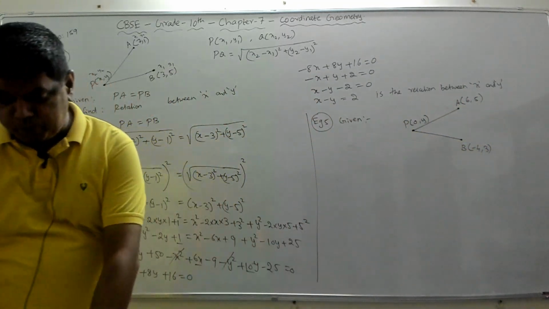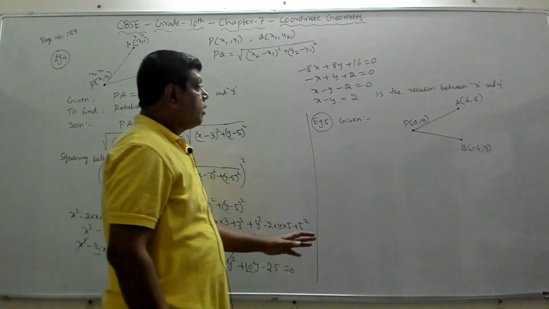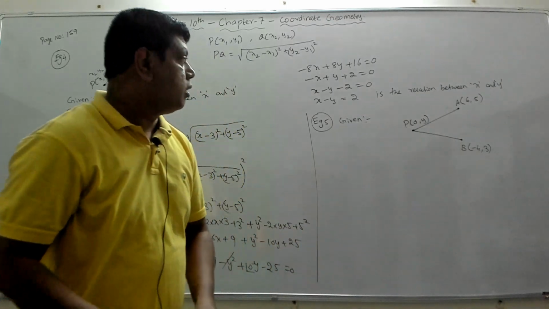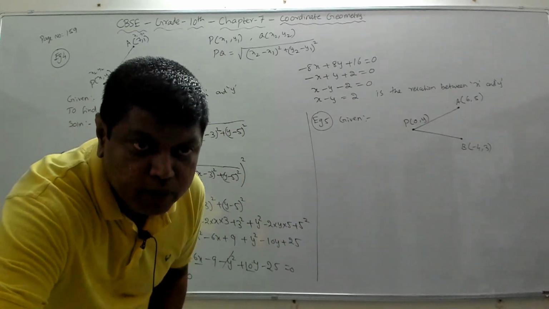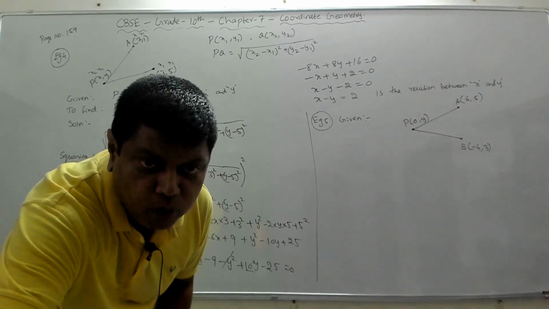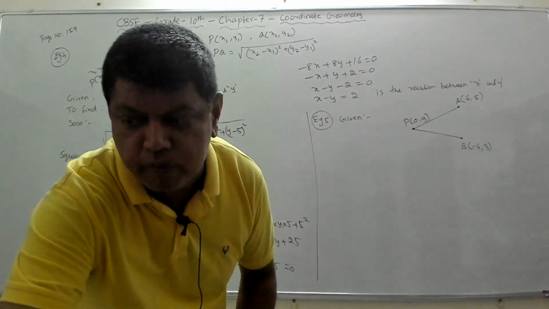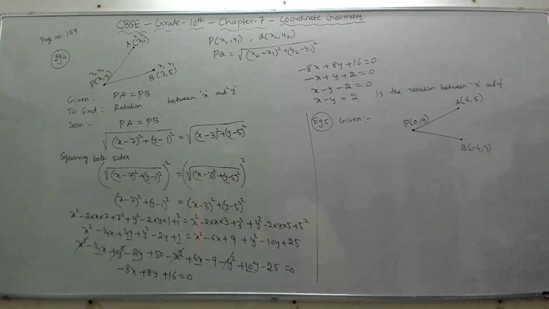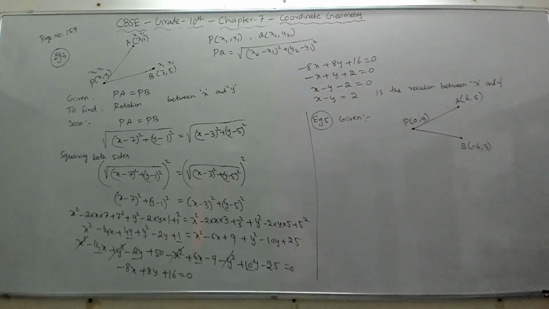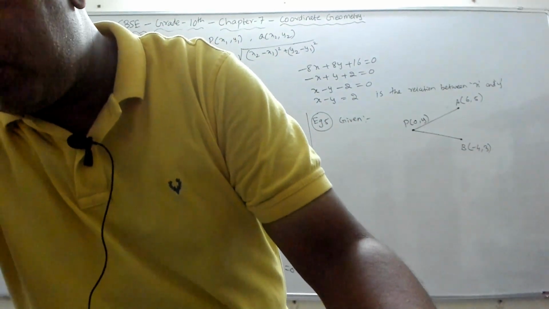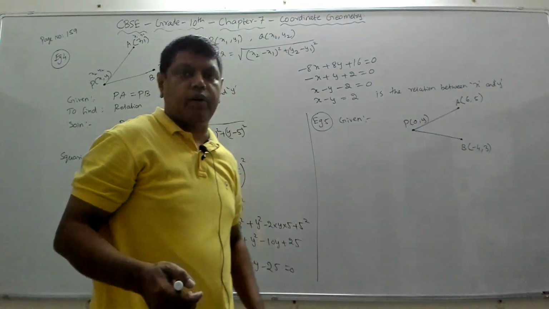Now we have to find which point on the y-axis. So any point, if I take P of 0 comma y, sorry, one second, my laptop charge is going down. There is my charger. Yeah, now it's fine. Okay.